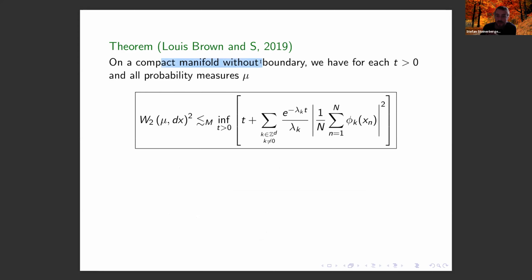So if you have a compact manifold in, oops, this is wrong. God, I copied this incorrectly. This is k runs from 1 to infinity. Sorry about this.